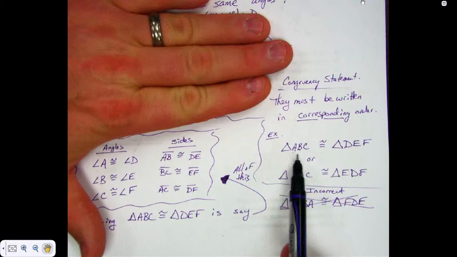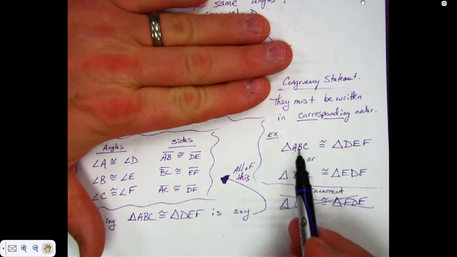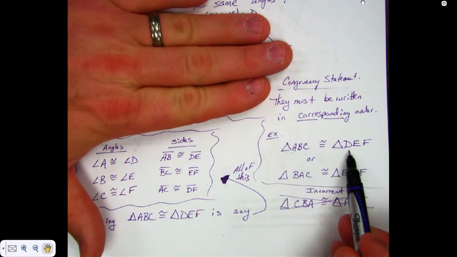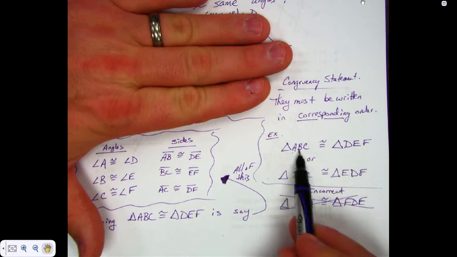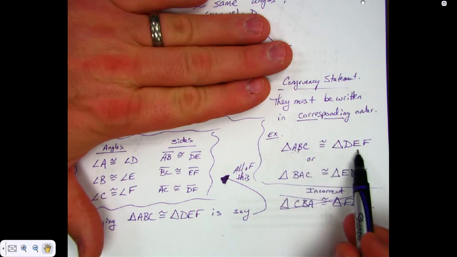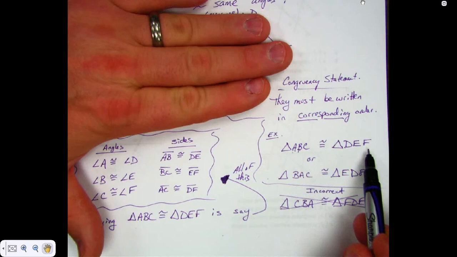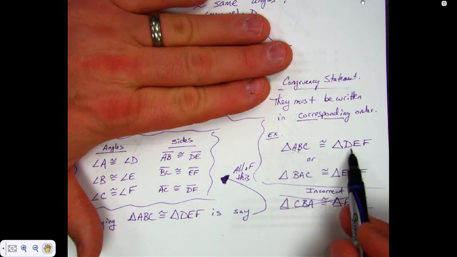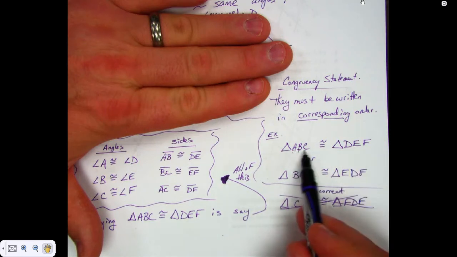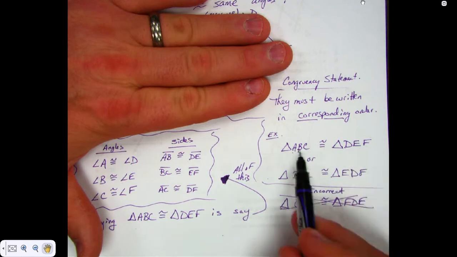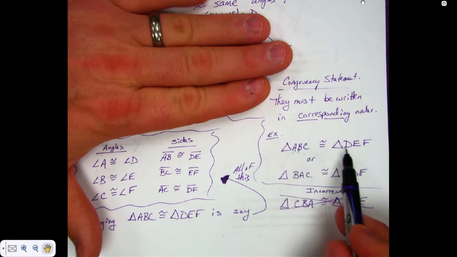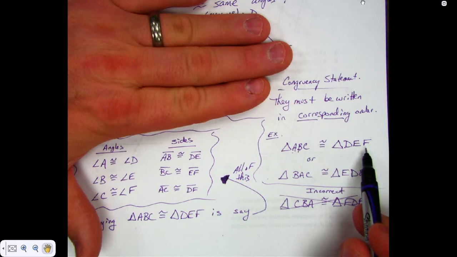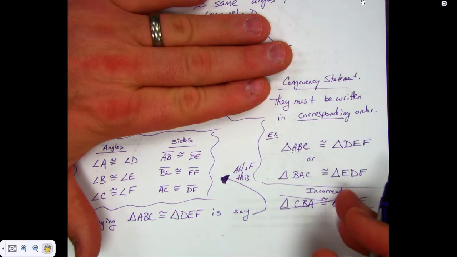Everyone look up here. Since I know it's in corresponding order, I know A has to be congruent to what? D. B has to be congruent to the second one over here, which is? And C would have to be congruent to the third one over here, which is? And then I know that A to B makes a segment or a side, right? AB would have to be congruent to the same first two over here, which is what? DE. BC would have to be congruent to what? EF. And AC, first and last, would have to be congruent to what? First and last. You see how I don't even need a picture?